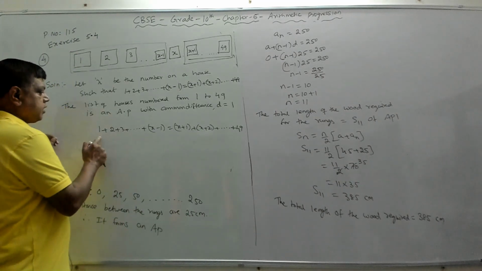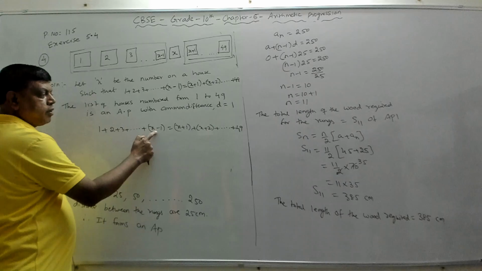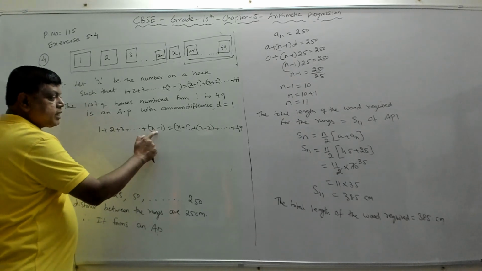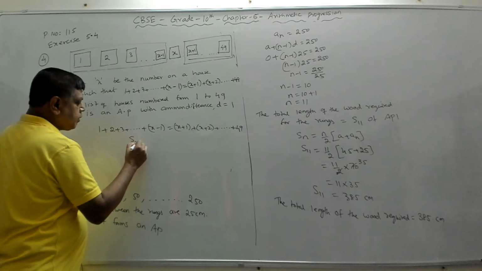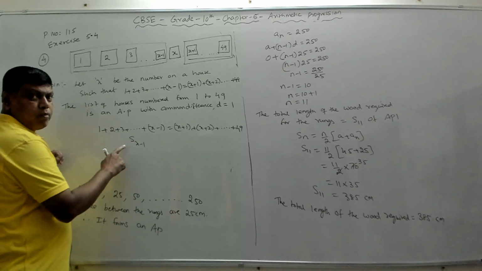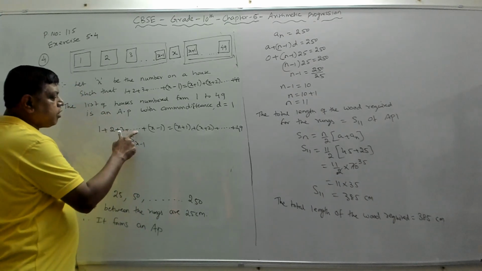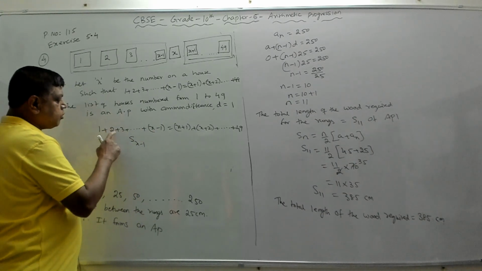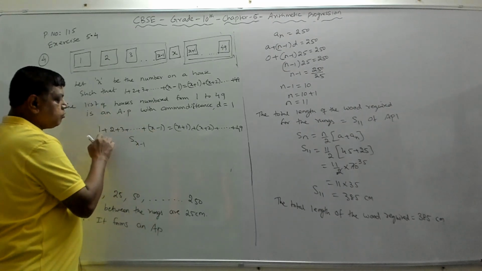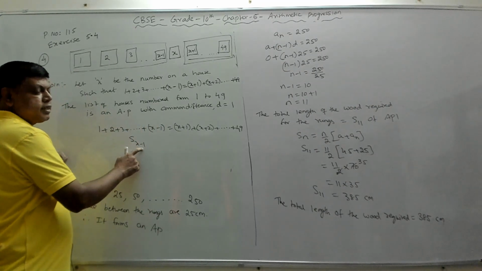Now if you see, this is the sum of the first x minus 1 terms of an AP. So this is nothing but S of x minus 1. If it is 1 plus 2 plus 3 dot dot dot n, it means Sn. So how many terms are there here? 1, 2, 3, like that, x minus 1 terms are there. We are adding all this, so that is S of x minus 1.